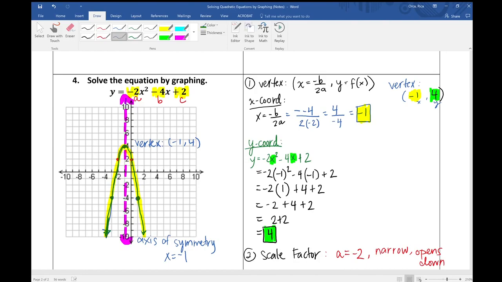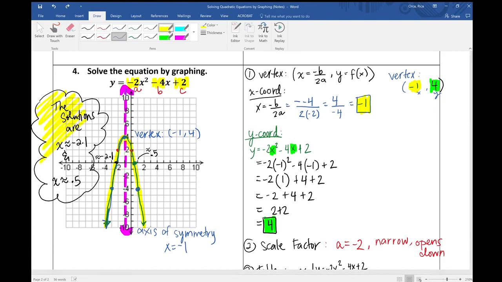This is going to be an estimate since the parabola crosses the x-axis at a decimal. So our solutions are right around 0.5, so we'll call it 0.5. And this one is about negative 2.1. So once again, we're just estimating since the graph doesn't directly cross a whole number. So the solutions are x is approximately negative 2.1 and x is approximately 0.5.